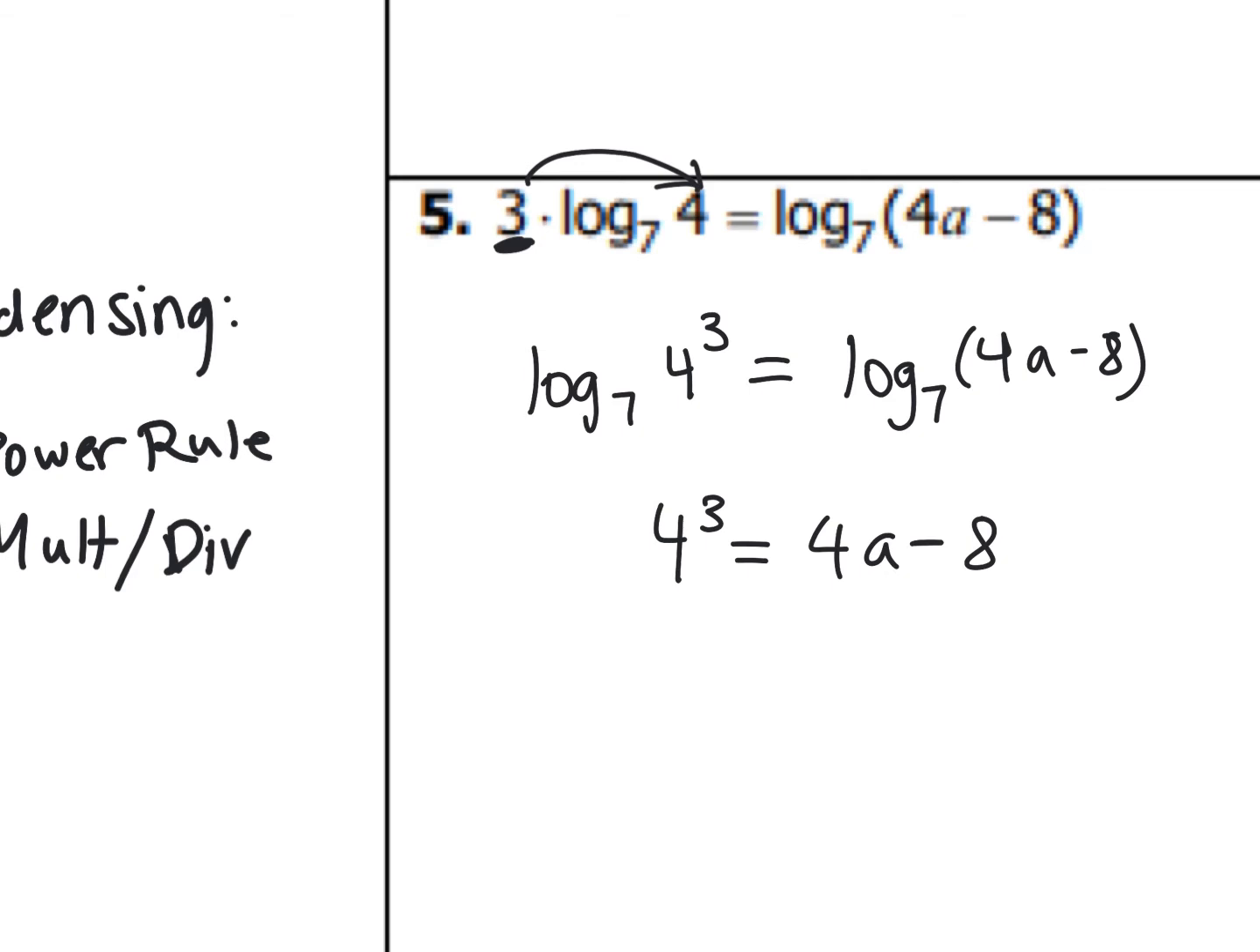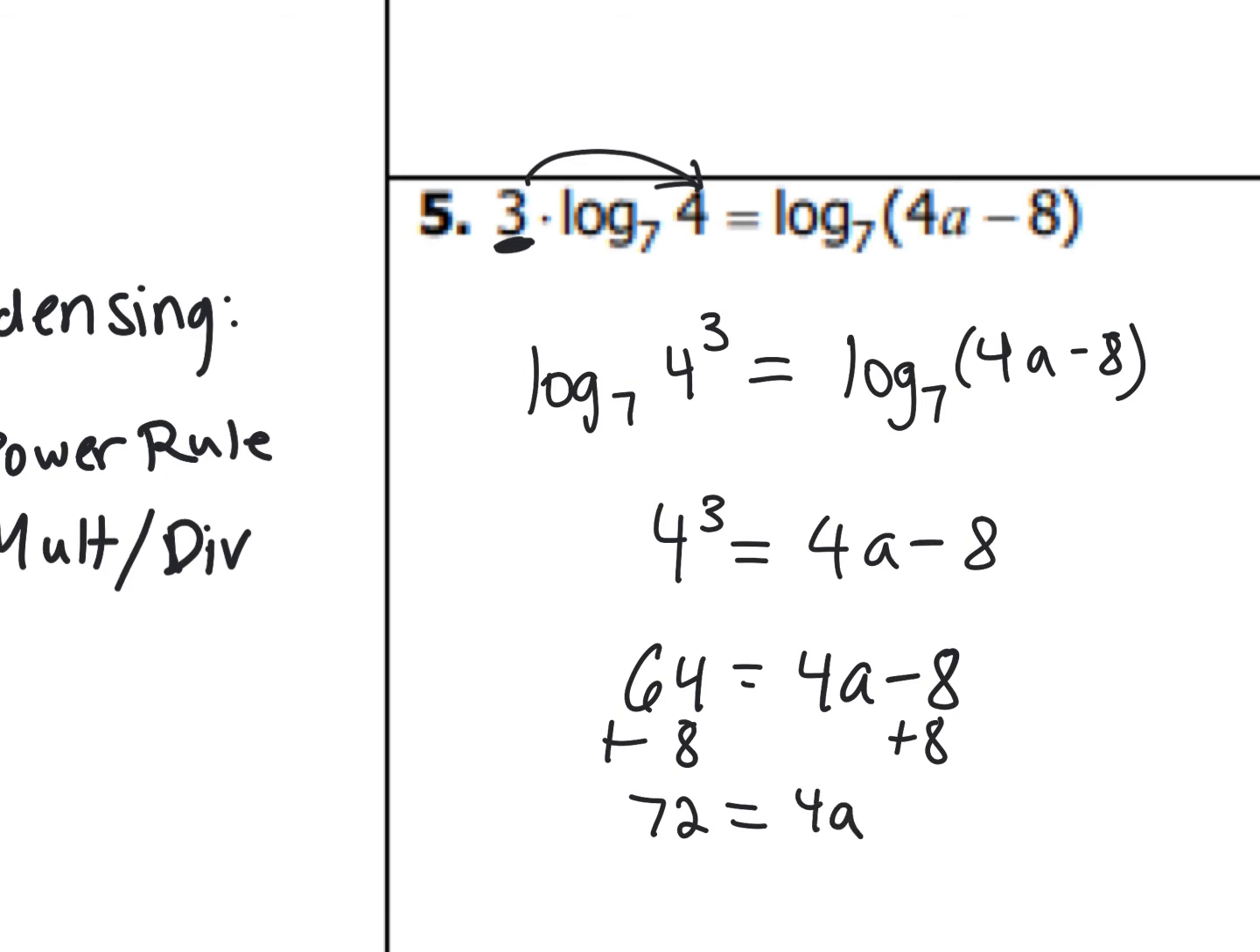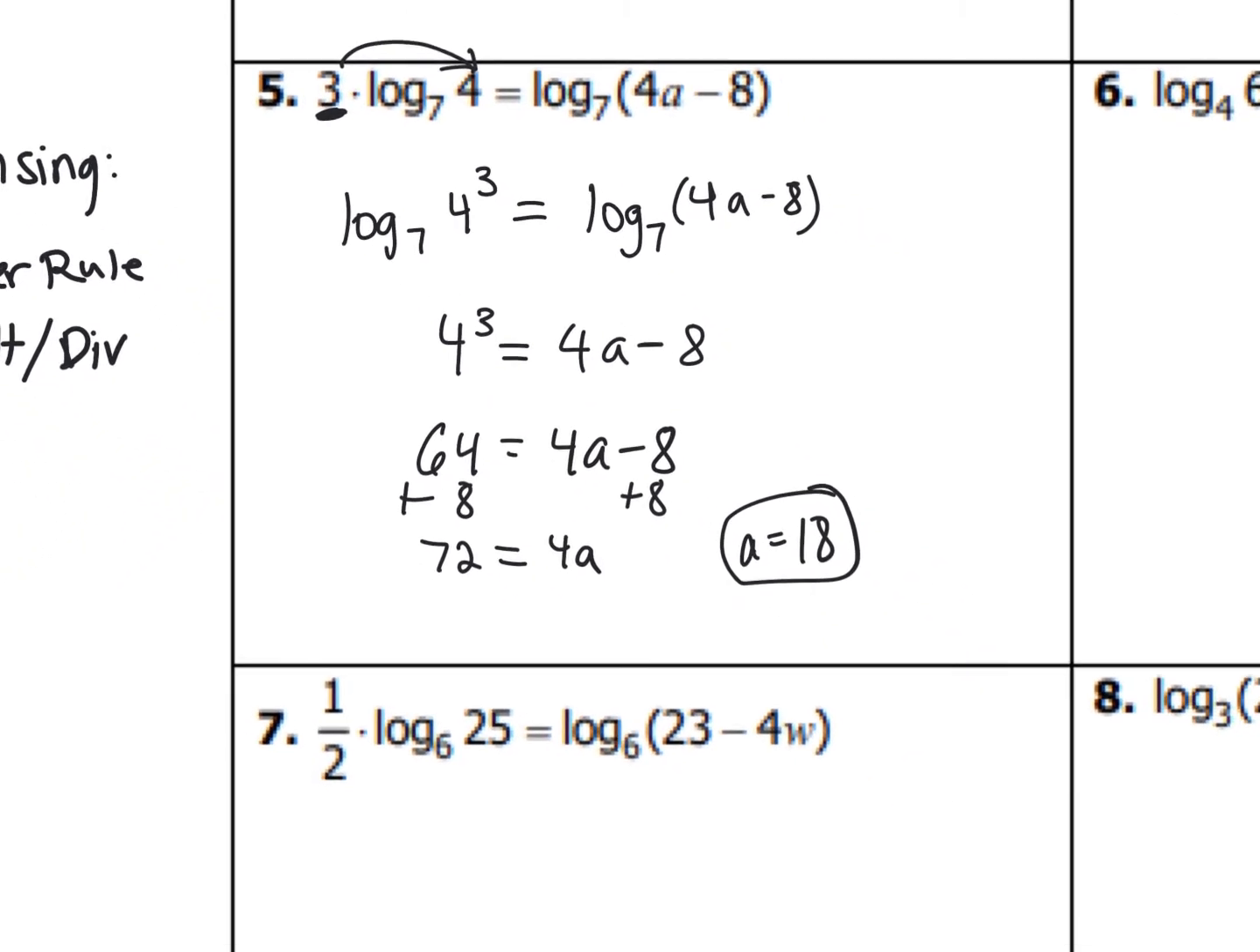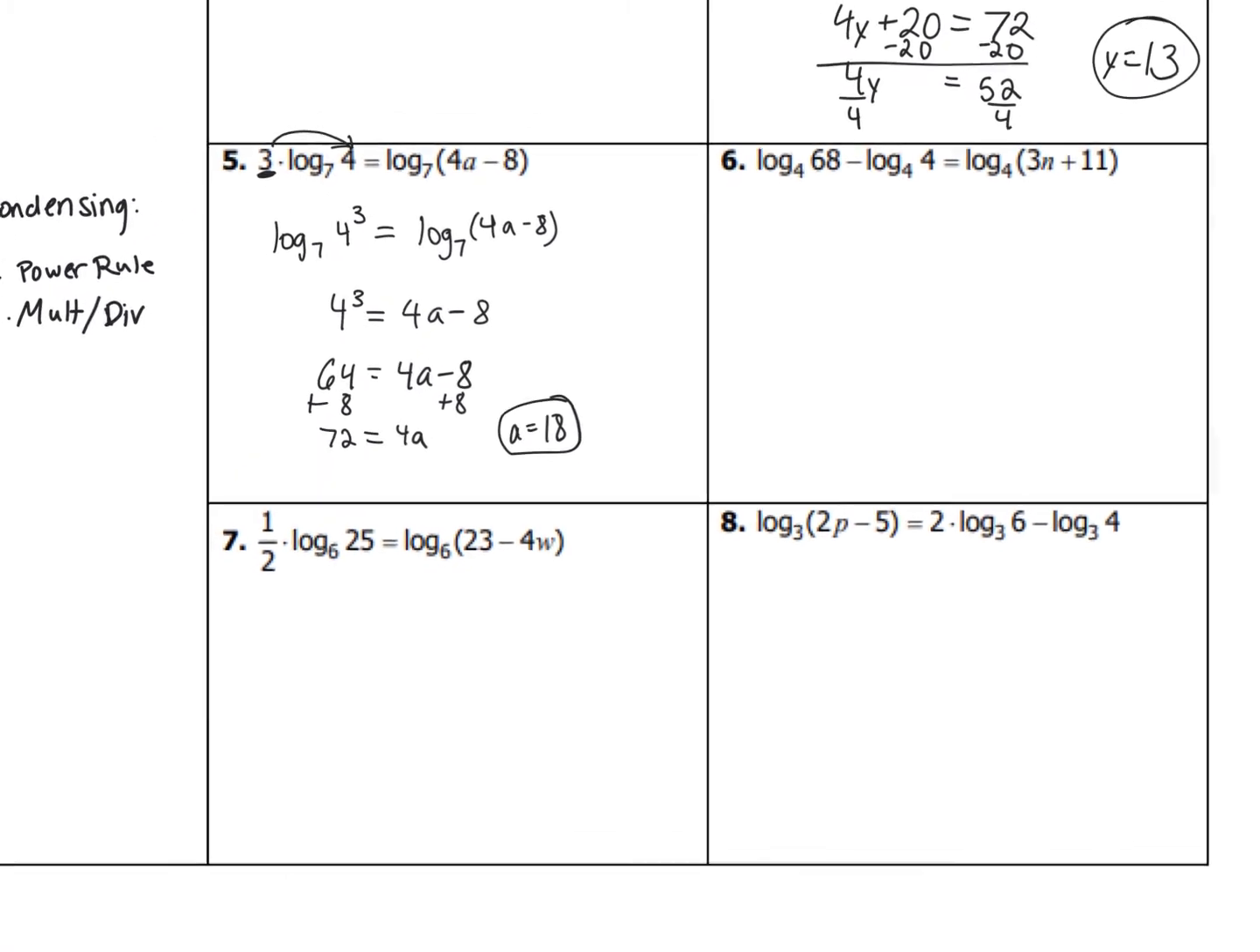Be careful with those power rules, okay? That is not 4 times 3, that is 4 to the 3rd power, which is going to be a lot bigger than 12. What is it? 64 equals 4a minus 8. Add the 8 over. 72 equals 4a, and you said a equals 18. Cool. Questions on that?